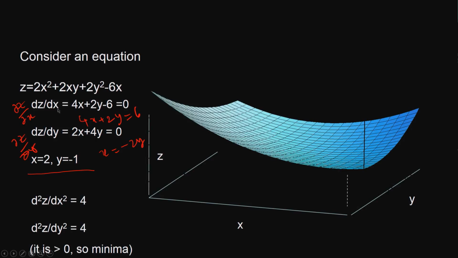So how do I do it? If there are two independent variables, okay, I partially differentiate with respect to x and with respect to y, and then equate it to 0. So I will get a simultaneous equation for x and y, I solve them, okay. This is where minima happens, okay. You have to cross check whether it is minima.